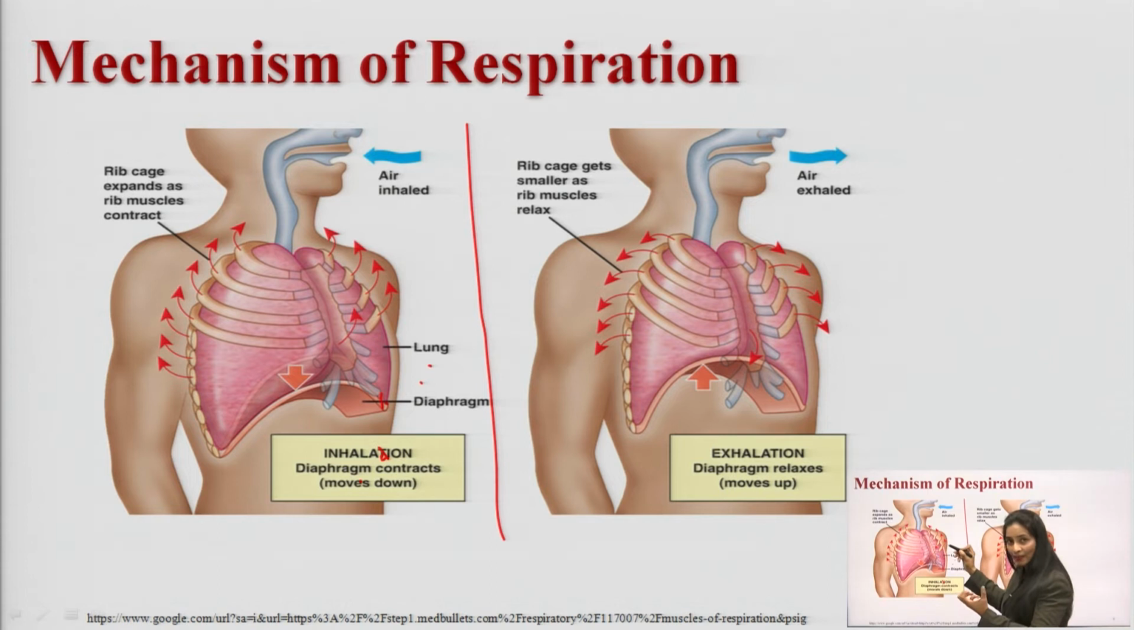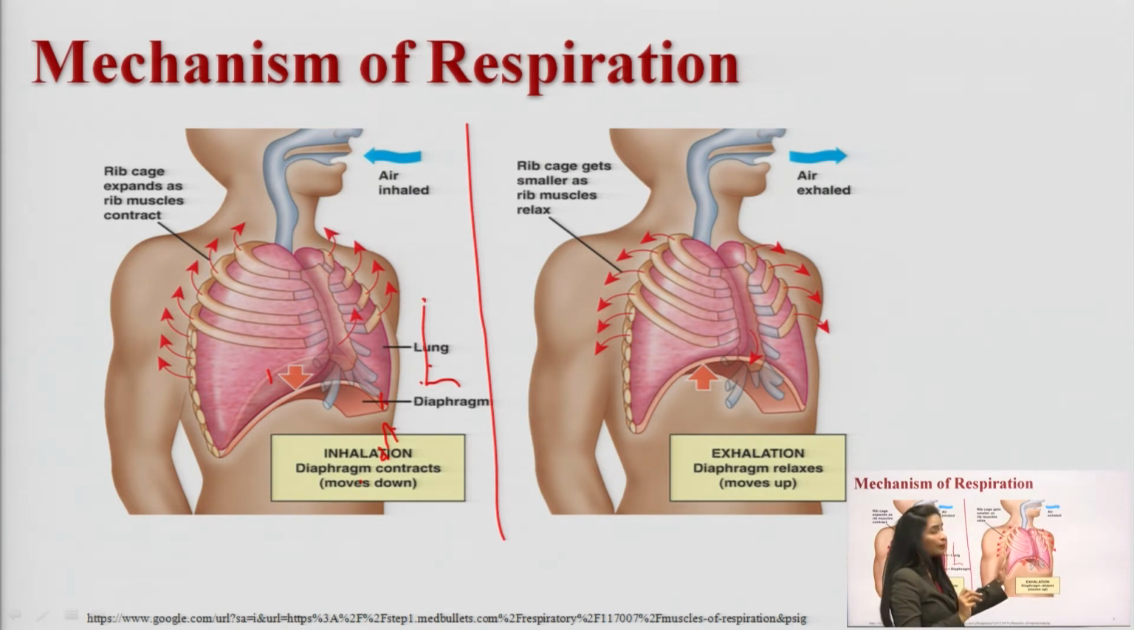When these muscles contract, the ribs move upward. The arrows show the upward movement, and the diaphragm moves downward. The diaphragm moves downward and the rib cage moves upward. You can see the space here in the thoracic cavity. The space of the alveoli is increased in inspiration. This increase in space is enough to fill 500 ml of air inside the lung.